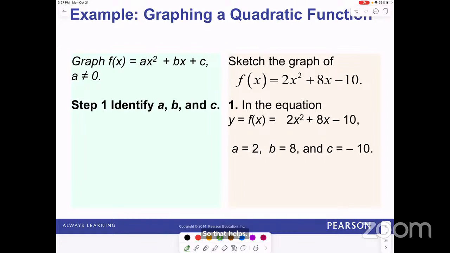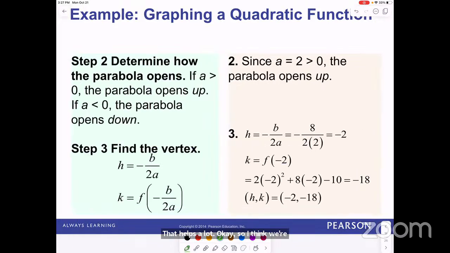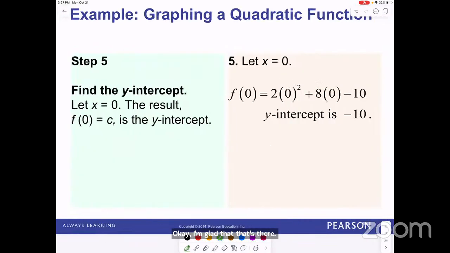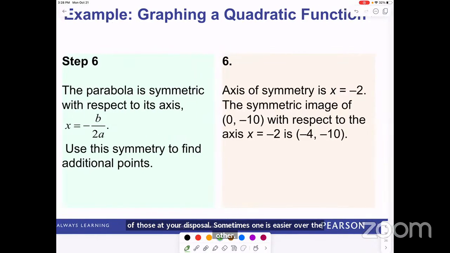Okay, so I think we're good here, right? So again, we did completing the square, and we also mentioned the vertex formula. I'm glad that's there. That's critical. In my opinion, the vertex formula is a lot easier to process than completing the square. It doesn't hurt to have both of those at your disposal. Sometimes one is easier than the other. And I think we got the same image.